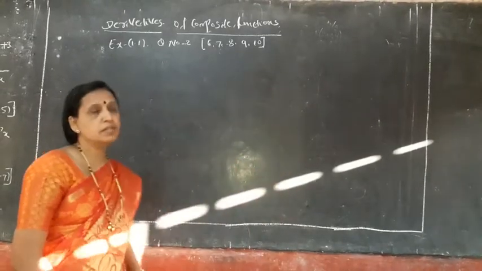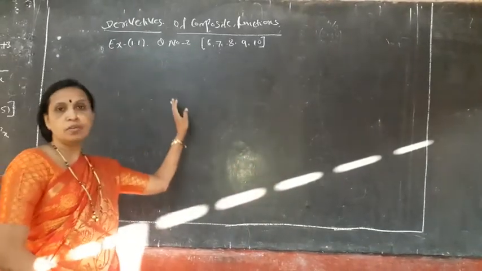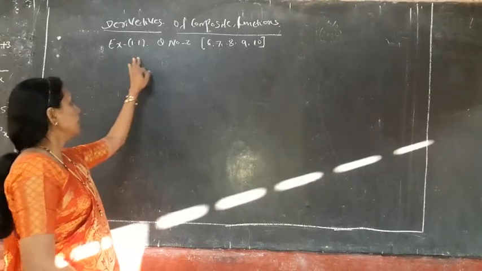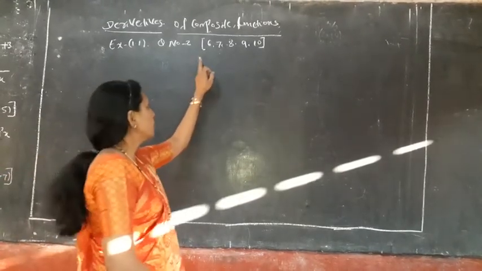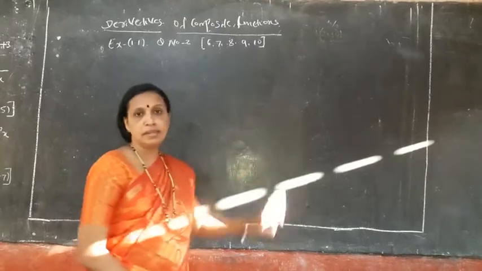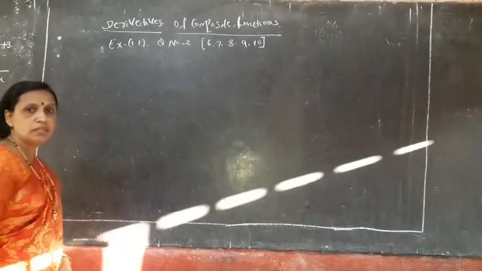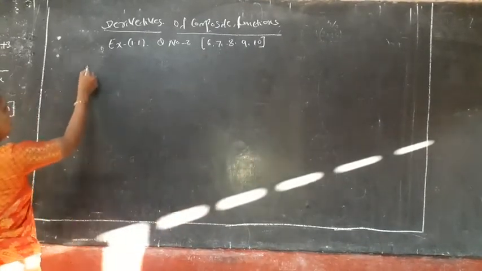Today we are going to discuss the derivatives of composite functions. That is exercise 1.1 question number 2. The sub questions are 6, 7, 8, 9 and 10. Okay, let us solve one by one. Question number first.